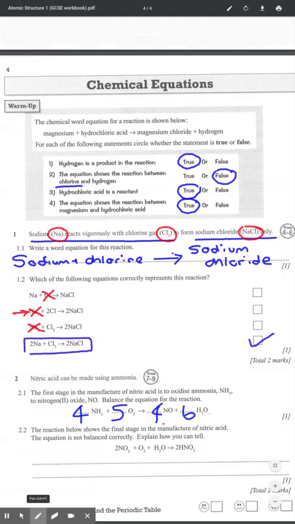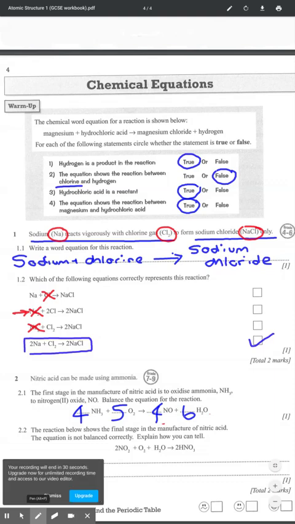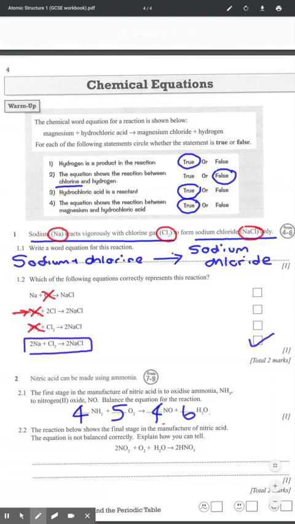So, final question on this page. The reaction below shows the final stage of the manufacture of nitric acid. The equation is not balanced correctly. How do we know? Well, we can look at the nitrogens. First of all, we've got 2 nitrogens, we've got 2 nitrogens, we've got 2 hydrogens, we've got 2 hydrogens. The problem is the oxygen. On the right-hand side, we've got 6 oxygens within this compound, but on the left-hand side, if you add them all together, we've got 7. And so 7 does not equal 6, and so it's an incorrectly balanced equation.